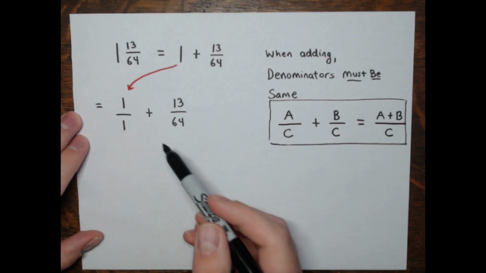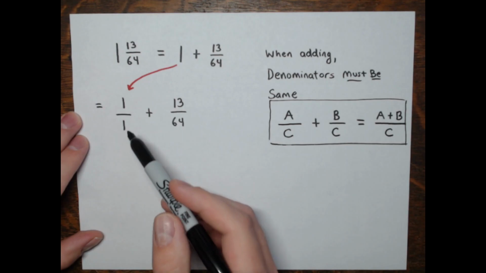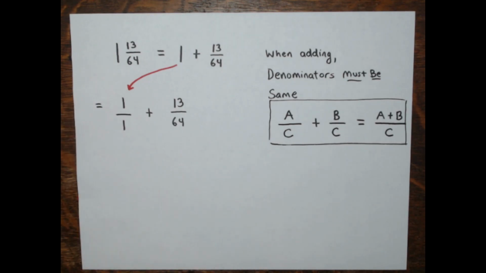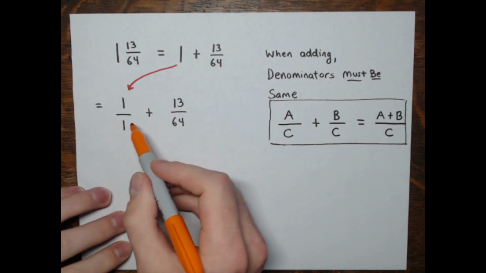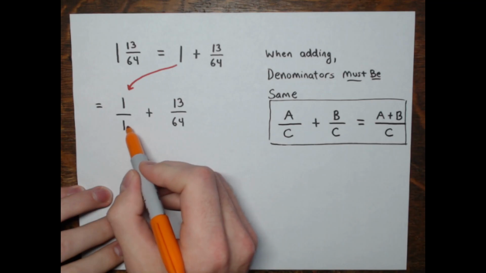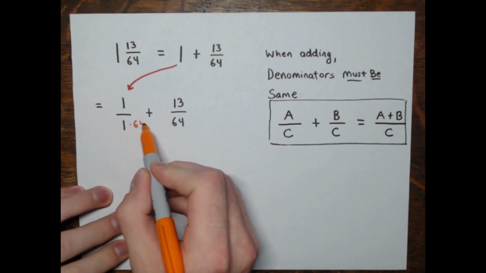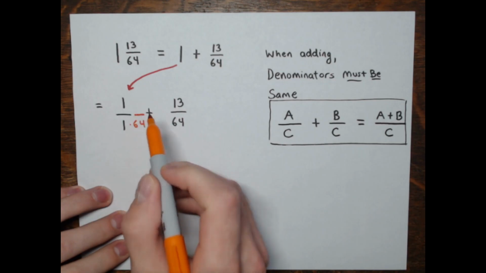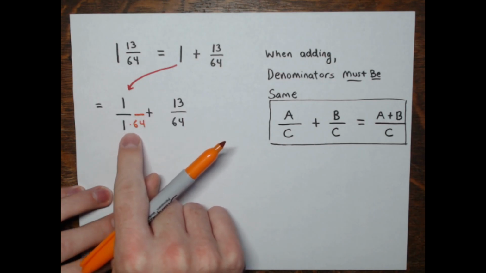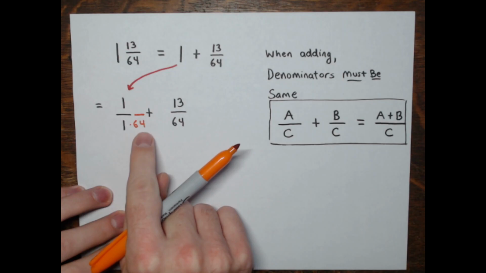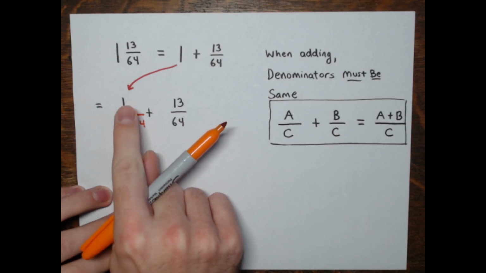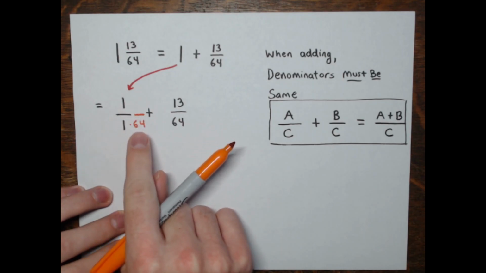So what do we do? Well, what I'm trying to do is create an equivalent number, something equivalent to 1 that has the same denominator as the other fraction. So I want to turn 1 into 64 here. I just simply multiply it by 64. Be careful. If I multiply only the denominator by 64, that would turn this into 1 over 64, which is not the same as 1. Right?